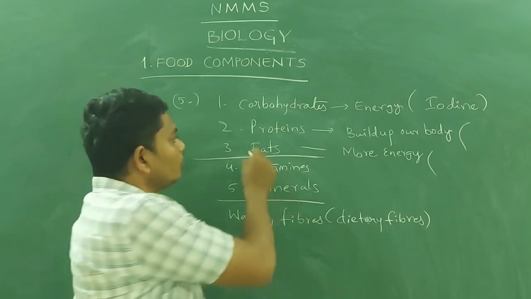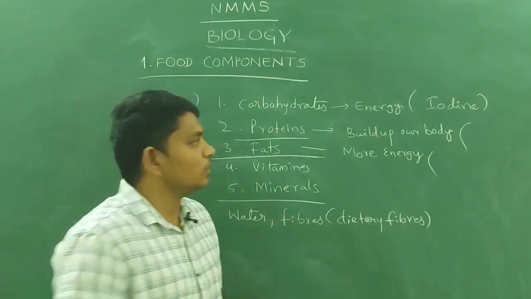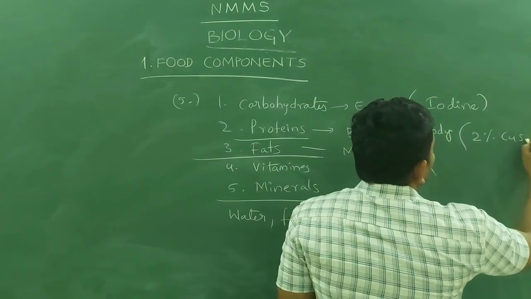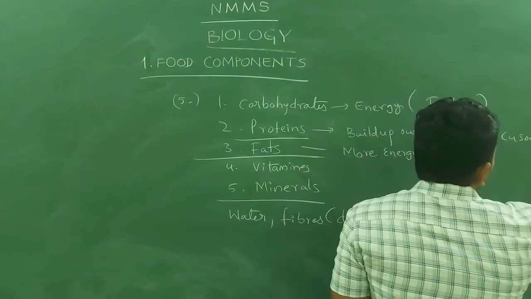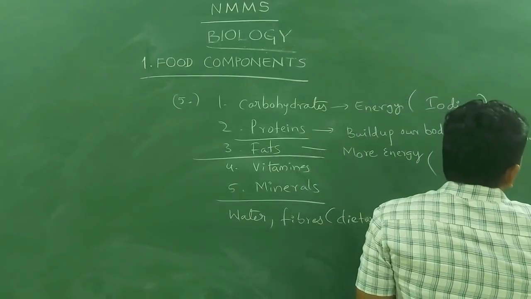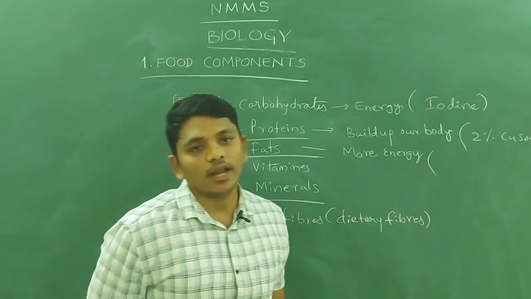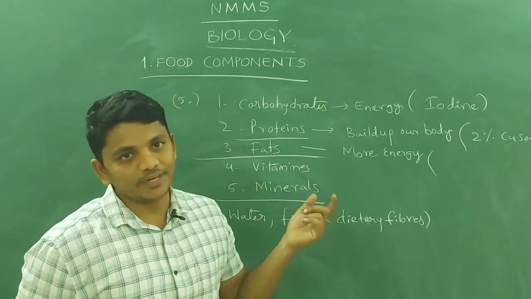Clear? And proteins. For checking proteins in the food, we have to use 2% CuSO4, copper sulfate, and 10% NaOH, sodium hydroxide. These 2 materials are essential for checking the presence of protein in the food material.